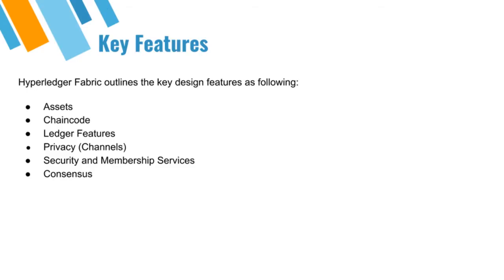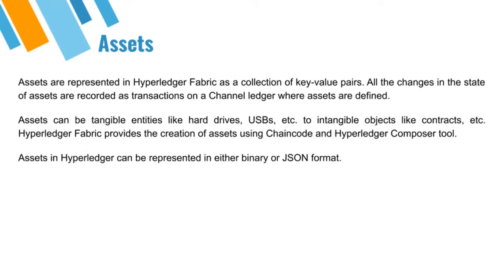So to define the key features, Hyperledger outlines its key features in the following sets: assets, chain code, ledger features, privacy, which is provided with channels, security and membership services, and consensus. So let's go into each feature step by step and understand what each feature provides. So the first one is assets.